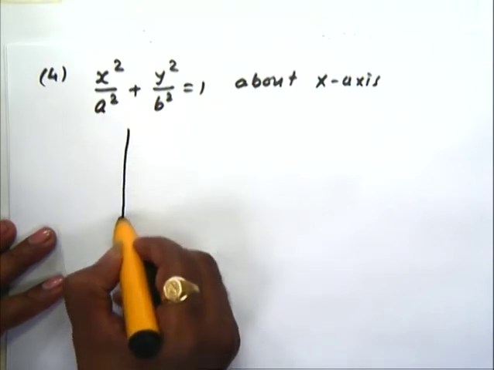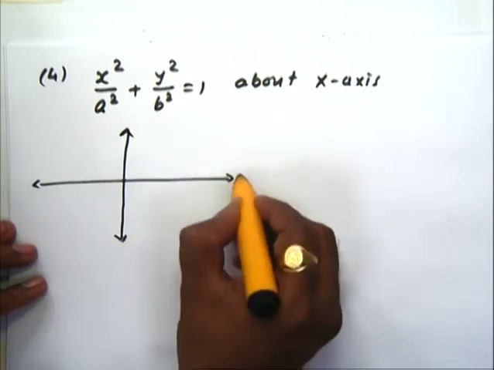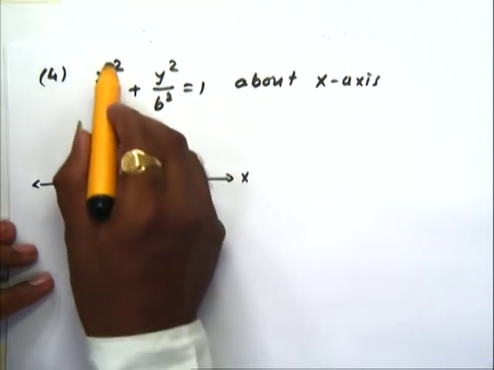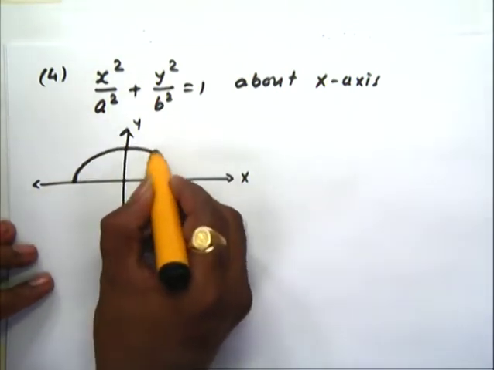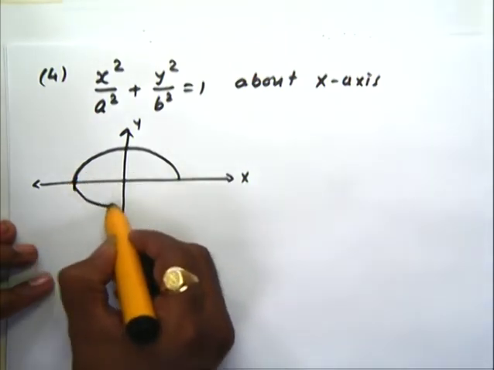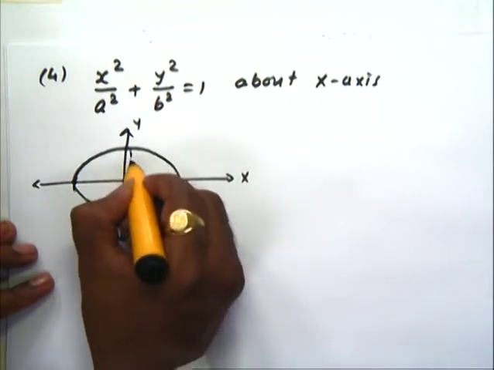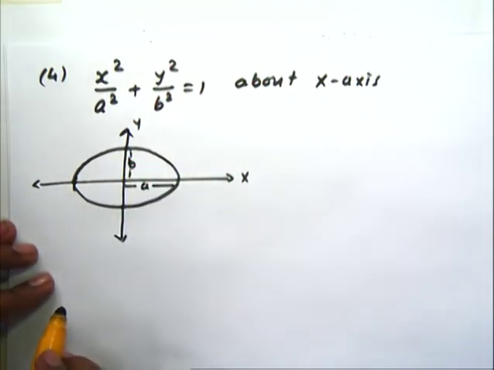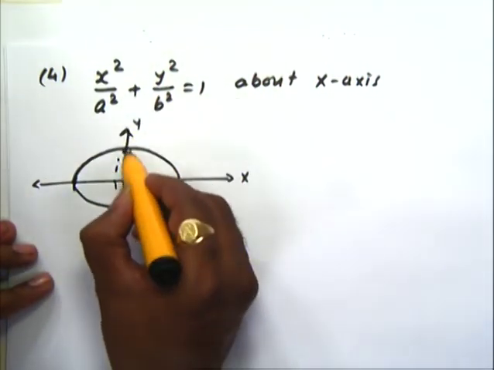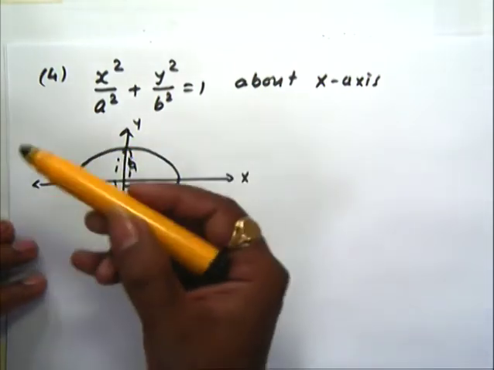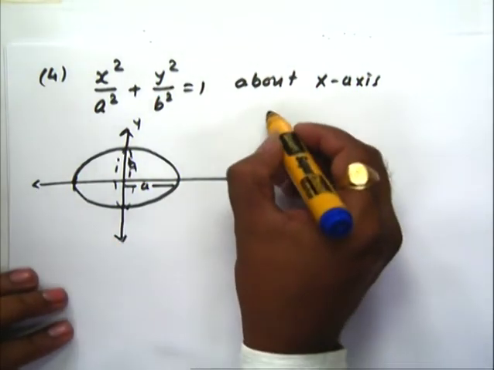Let's understand this thing by figure. This is x-axis, this is y-axis. The graph of this function is like this. This is A and this is B. Okay, so we have to rotate this about x-axis. So we will get this type of solid, like an egg. And we want to find the volume of this. So first of all, let's find y square.